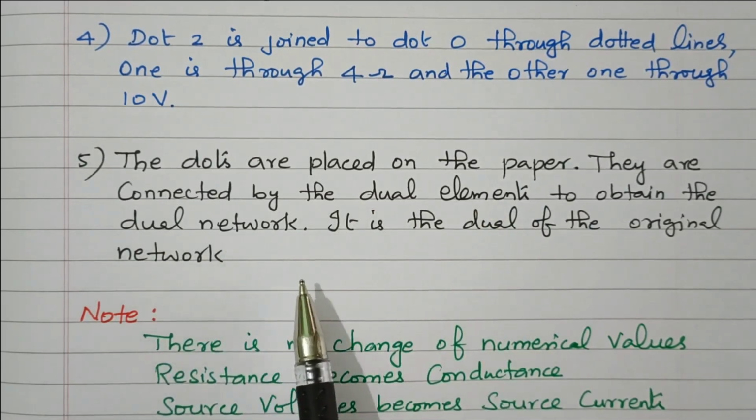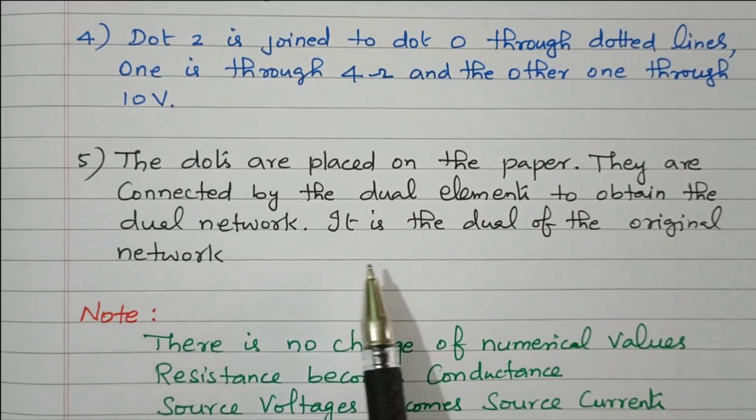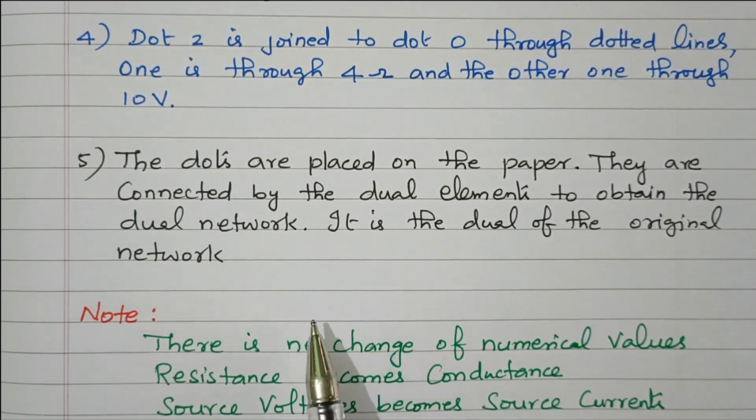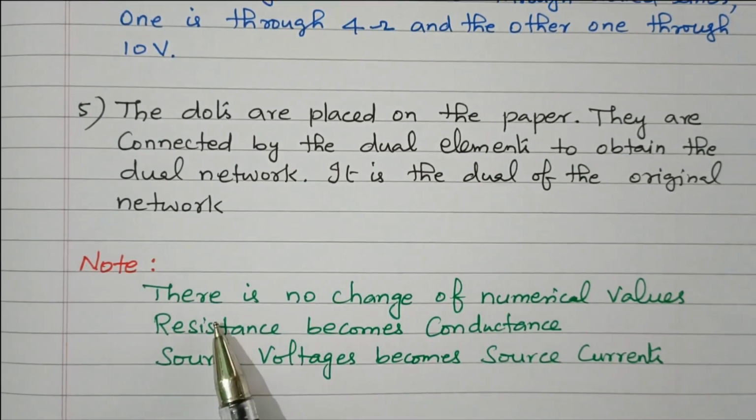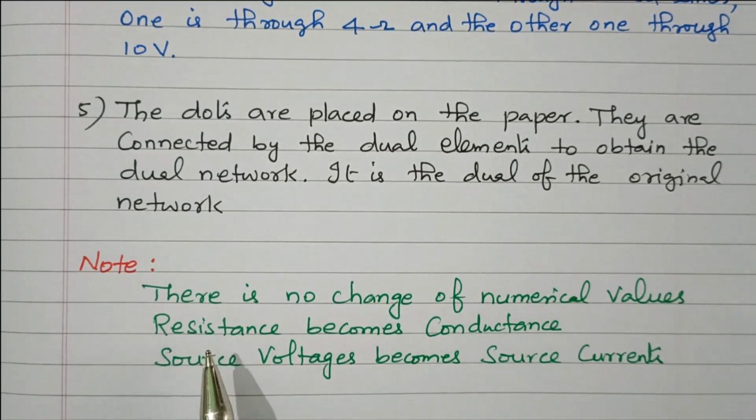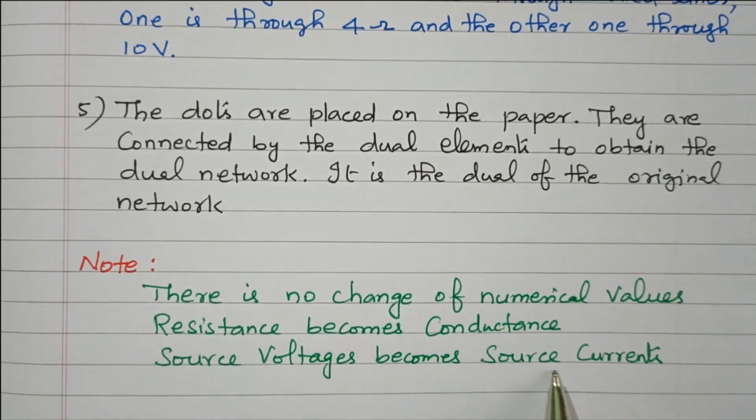So the dots 1, 2, 0 are placed on a paper. Between 1 and 2, one resistor is connected. Between 1 and 0, a resistor and one current source are connected. Between 2 and 0, another resistor and current source are connected. So that is given here. So the note is there: there is no change of numerical values. Numerical values are the same. 7 ohm means 7 mho conductance, both values are the same. 5 voltage source means the current source is also 5 ampere. Same thing: resistors become conductances, and source voltages become source currents.